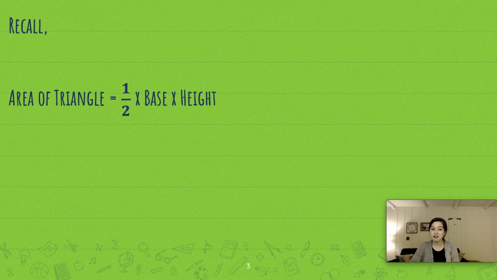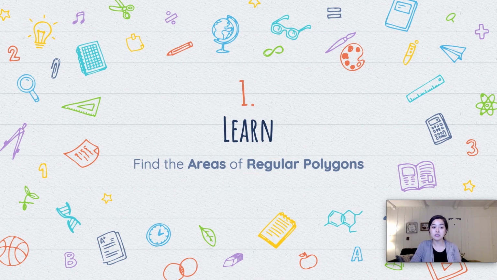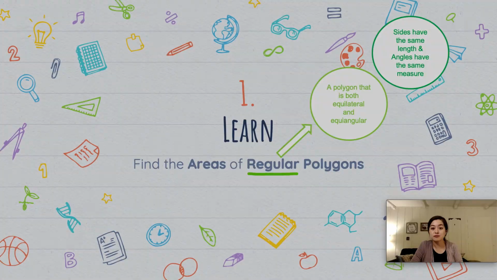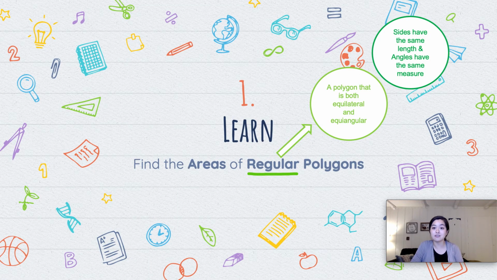Well, let's recall how to find the area of a triangle. The formula for the area of a triangle is 1/2 times the base times its corresponding height. We're going to find the areas of regular polygons today. You might be wondering, what does regular polygon mean? Well, a regular polygon is a polygon that is both equilateral and equiangular. This means the sides have the same length and angles have the same measure.